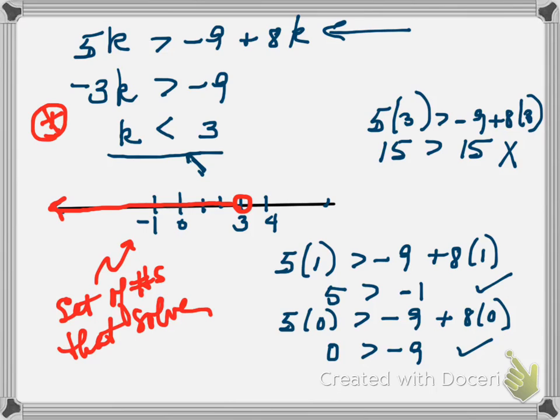When you graph your solution, you're going to shade an entire set of numbers on your number line, and you're going to use open and closed circles depending on whether or not you have an equal to sign with your inequality. And your solution, unlike an equation where you got one number, this time you have a whole series of numbers.